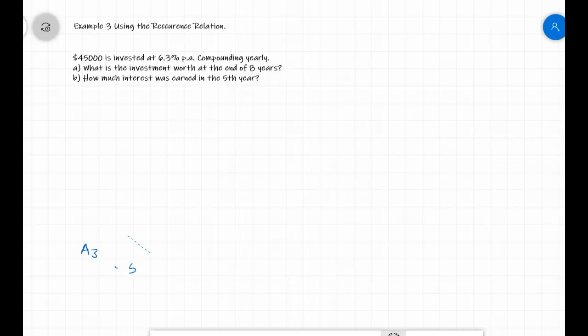Good morning. I'm just going to get rid of a little bit down there that I had still left over from my practice run. Okay, this is example 3 using the recurrence relationship.